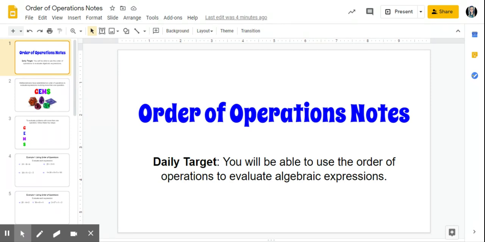We're going to start off our pre-algebra year talking about the order of operations. The target for this lesson is that you will be able to use the order of operations to evaluate algebraic expressions. You will need to take your own notes, so before we get started, grab some paper and a pen or pencil and write it as we go along.